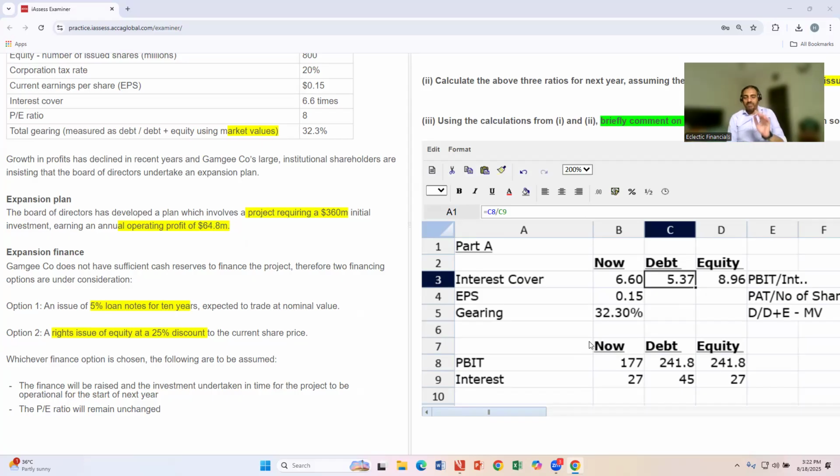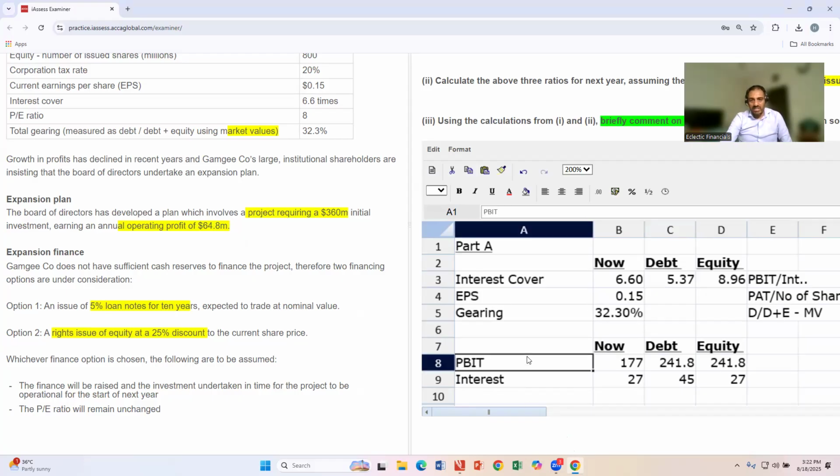Apologies. Once again, in the case of debt finance, interest cover reduces, and in the case of equity finance, interest cover, the ability to pay interest, increases. Okay, now move on to the next phase.